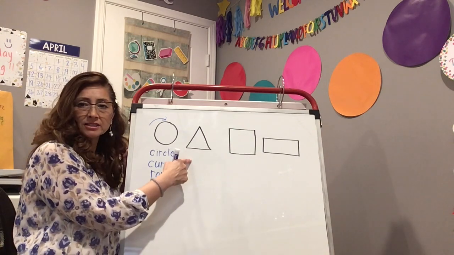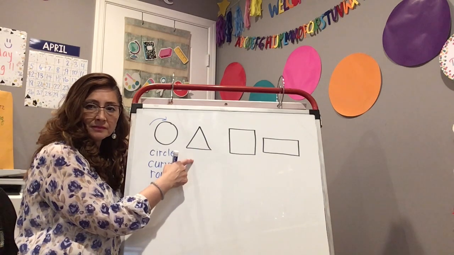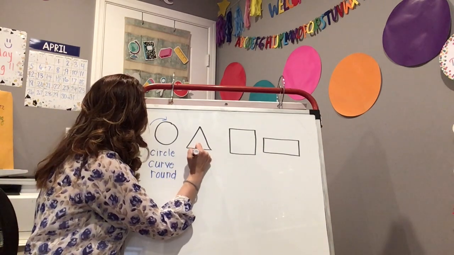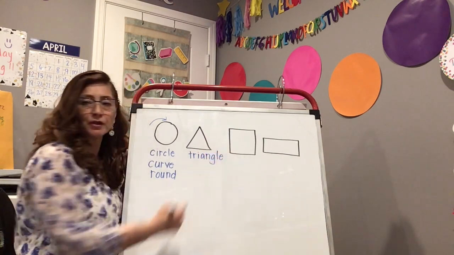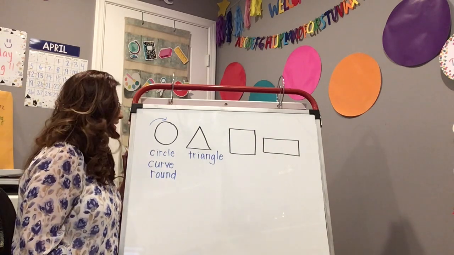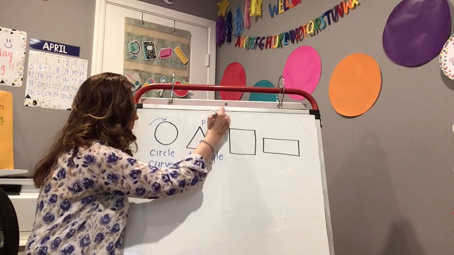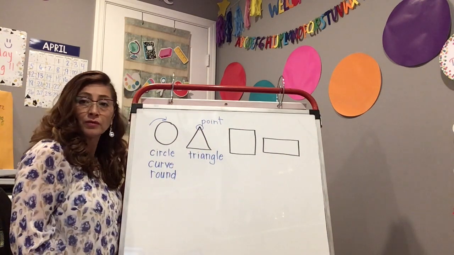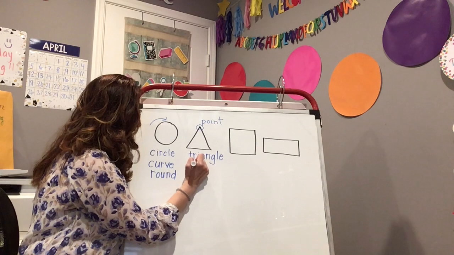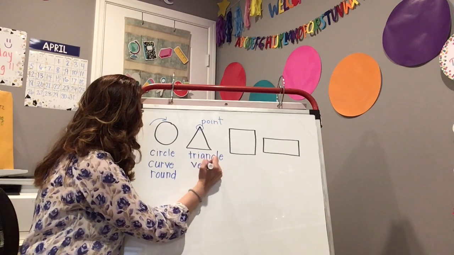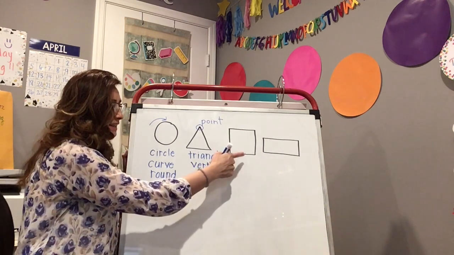Now let's take a look at this shape. Can you think of a word that can help you describe this shape? Yes, triangle. This shape is a triangle. Any other words that might help you describe this triangle? Yes, point. Here's a point. Remember the other word we used for point? That's great. Vertex.